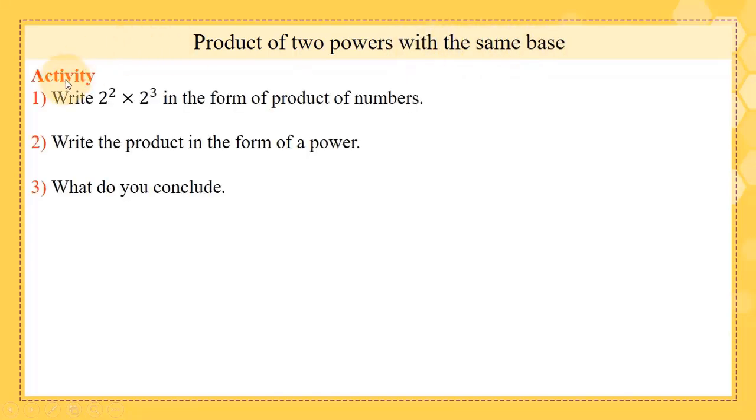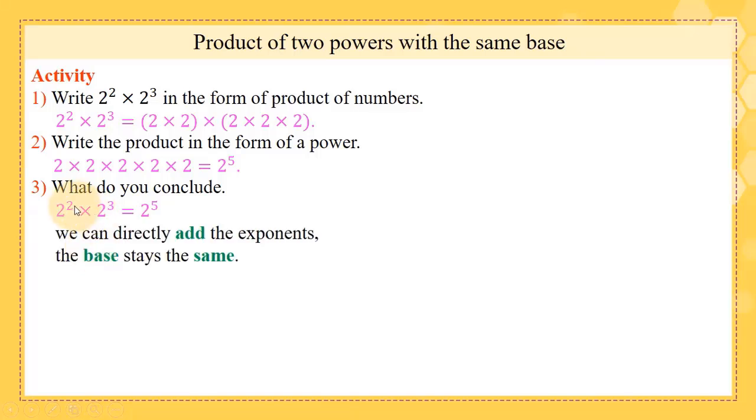Product of two powers with the same base. Activity. Write 2 exponent 2 times 2 exponent 3 in the form of a product of numbers. Then write the product in the form of a power. Then conclude. Please pause the video to solve the activity. Now 2 exponent 2 times 2 exponent 3 equals 2 times 2 multiplied by itself 3 times, which is equal to 2 exponent 5. So we can conclude that we can directly add the exponents and the base stays the same.